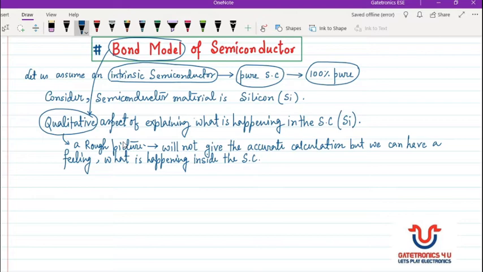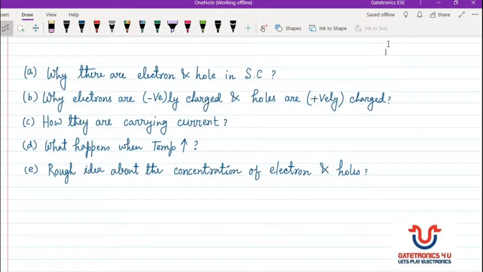So from the bond model, we can get some information about the semiconductors. Let us see what information we can gather from the bond model of the semiconductors. From the bond model of the semiconductor, we can get these 5 pieces of information.